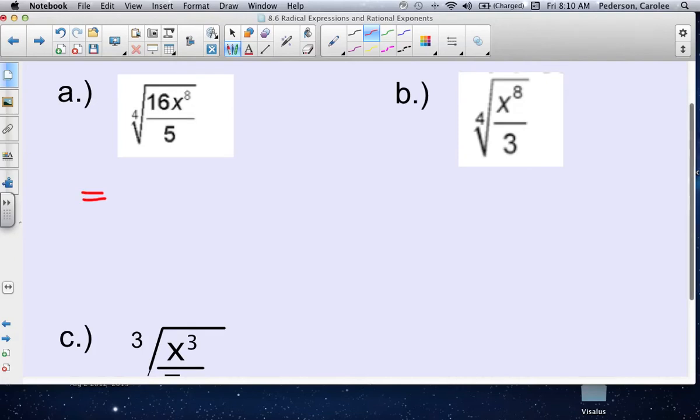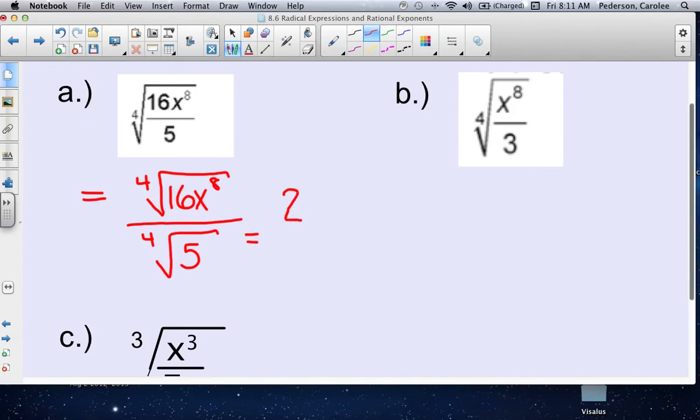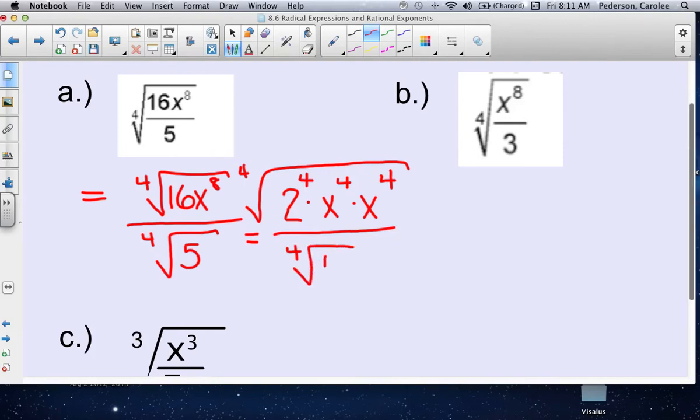So what we can do is split up that 4th root into the 4th root of 16x to the 8th, and then the 4th root of 5. Now let's see if we can reduce that 16 down. 16 is 2 times 2 times 2 times 2, or 2 to the 4th. And then x to the 8th can be x to the 4th and x to the 4th. And then we'll just leave that denominator alone.